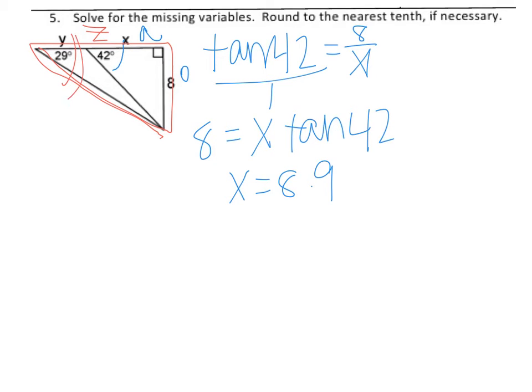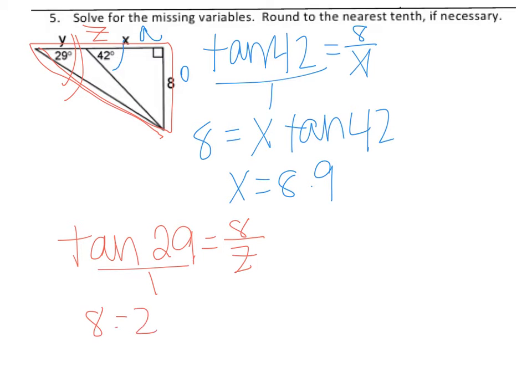29 is the angle that we're talking about. Again, we're using tangent. It's the tangent of 29 degrees is equal to 8 over z. When we cross multiply, I get that 8 is equal to z tangent of 29. I'm going to divide both sides by the tangent of 29 and get that z is equal to 14.4.